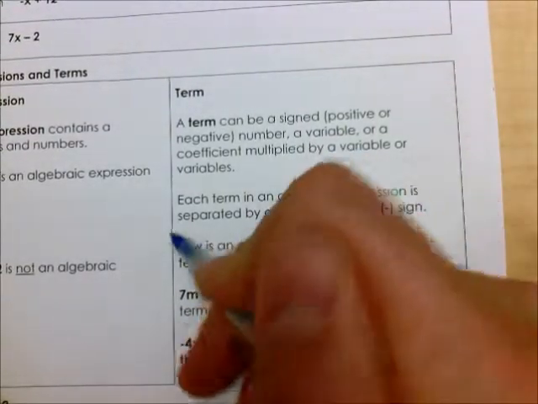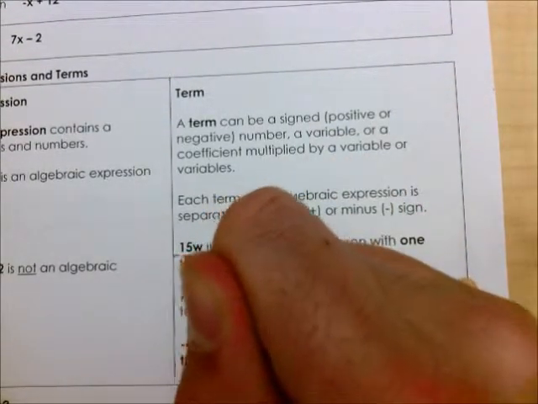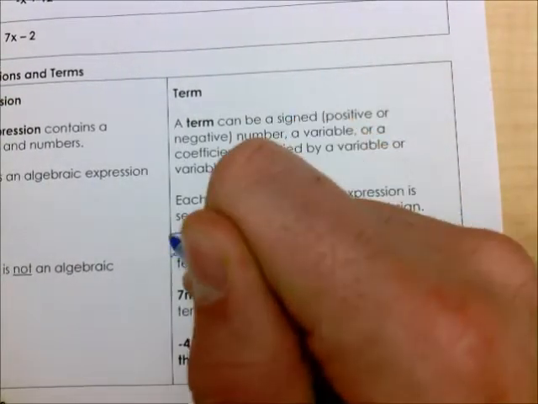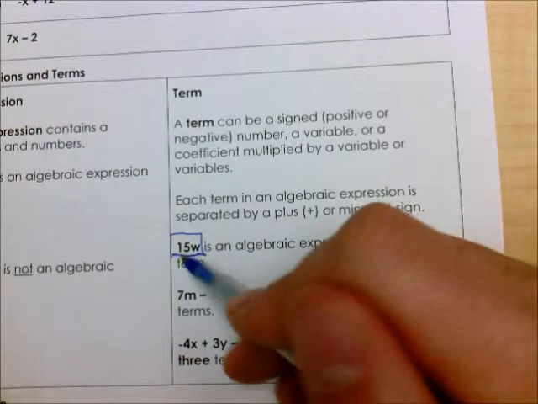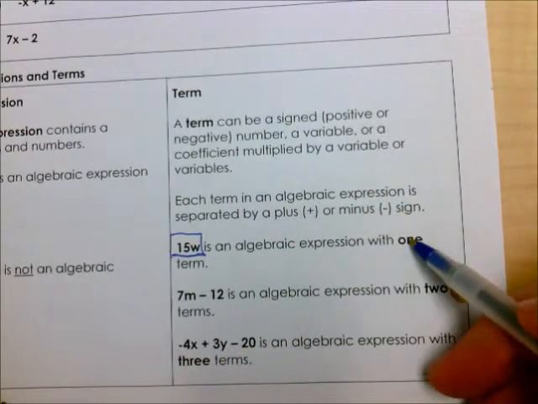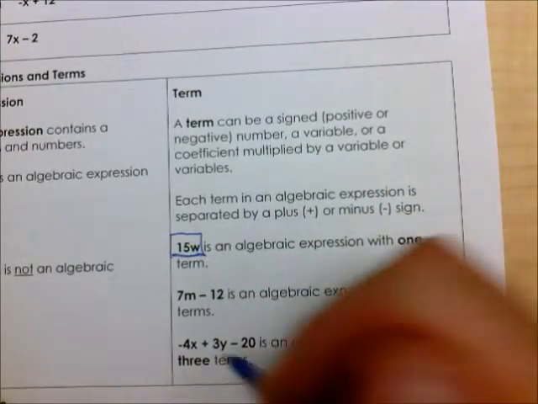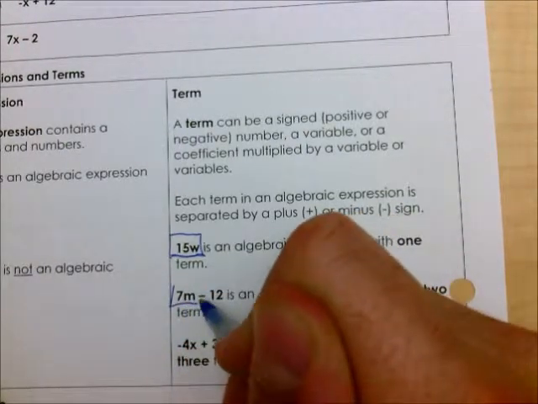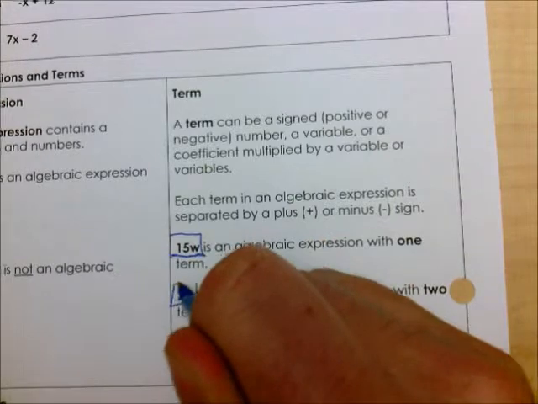So I have 15W here. I start at the beginning. There's no plus or minus sign, so I get to the end, and I box everything out. I have one box, and there is one term. 15W, that's my term. 7M, I start, and I get to a minus sign, so I'm going to box out before I get to that minus sign.